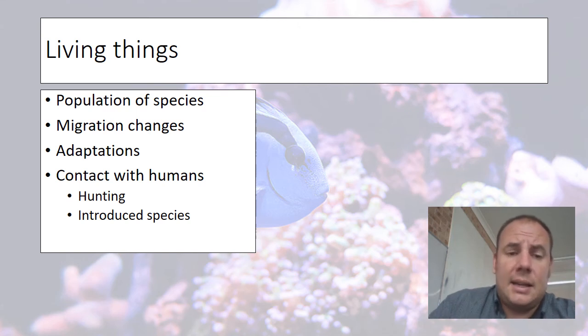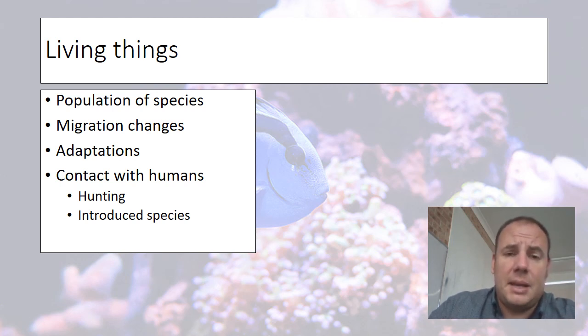And then sadly, contact with humans. Hunting obviously can affect the function of an ecosystem. A good example is the extinction of wolves, particularly in Yellowstone National Park. It had a big impact. It increased the number of deer in Yellowstone National Park, and as a result, erosion increased because trees couldn't grow, because that's what the deer ate, and so on.